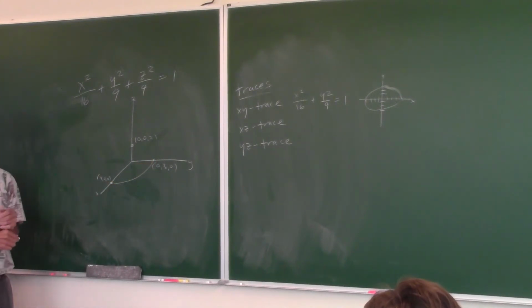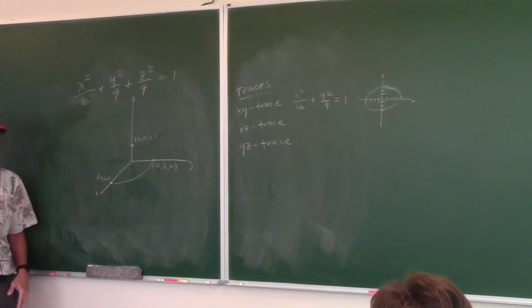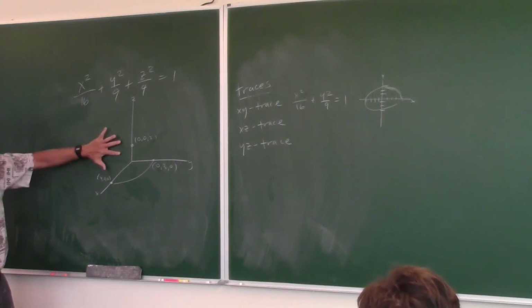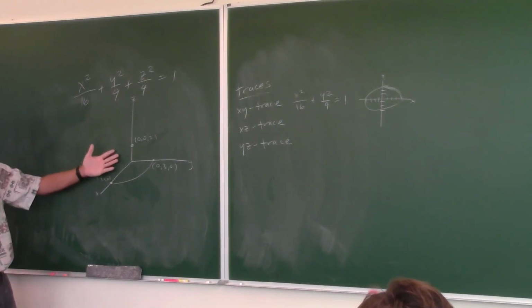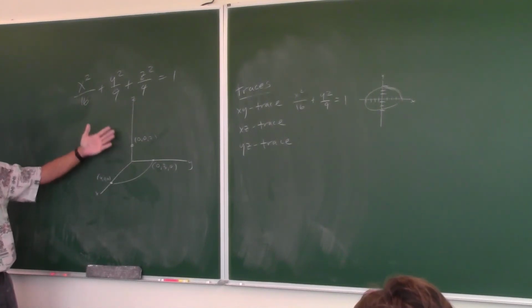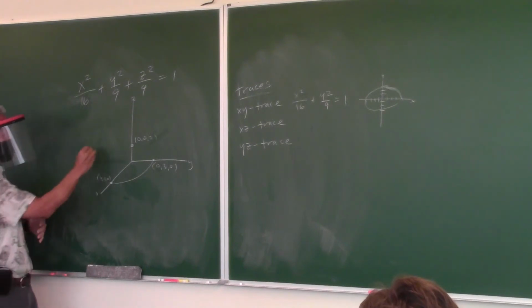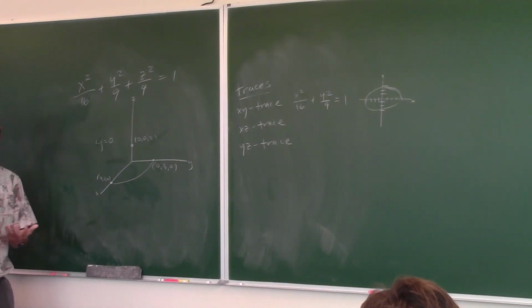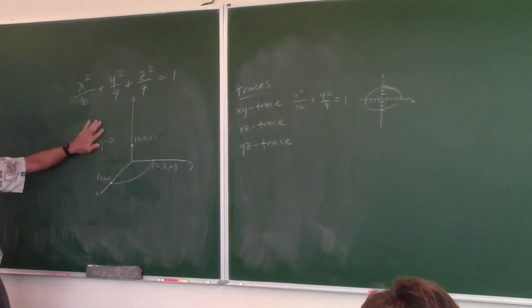Something like that, right? Because you're looking at it at an angle. Okay, what about the xz trace? This wall right here, the xz plane. Well, what can you say about the y coordinate in the xz plane? In fact, that's the equation of the xz plane. It's y equals 0. So what you do is you substitute 0 for y.